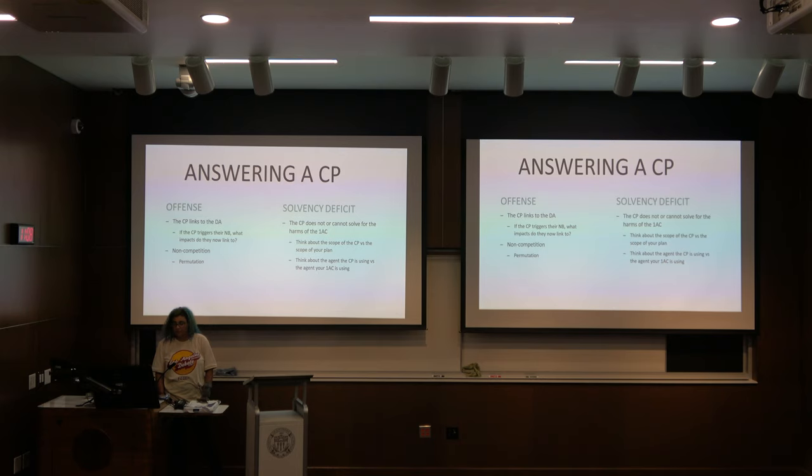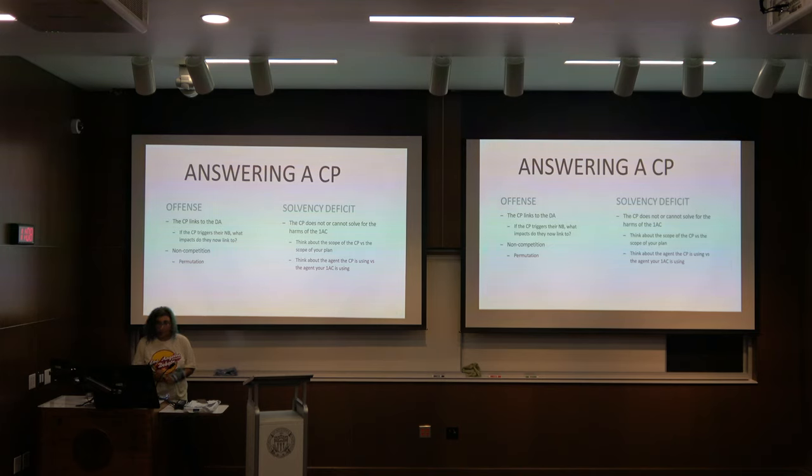So on the affirmative, you have two types of arguments you can make. You can make offensive arguments, which just says like the CP links to the advantages or the CP links to the disad, and that's a bad thing. You'll have to explain why that's a bad thing, how it links, and your cards can help you do that. They are there to help support you.